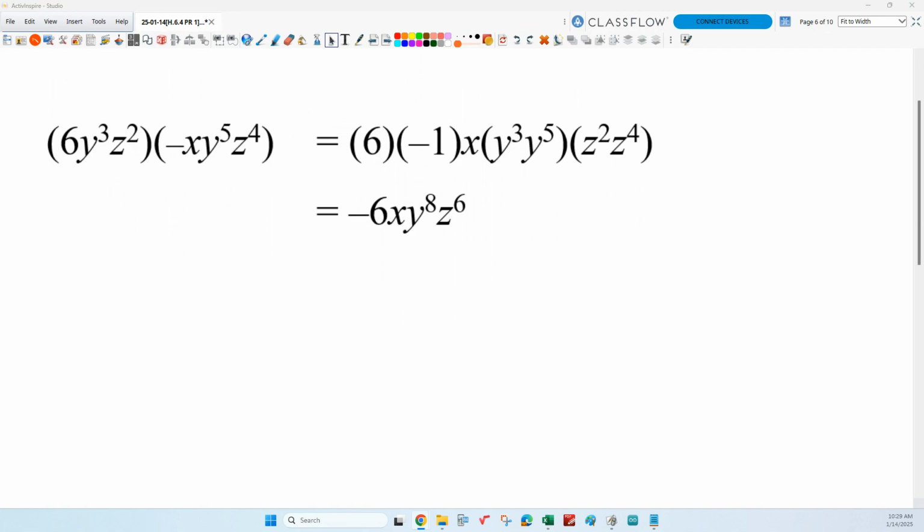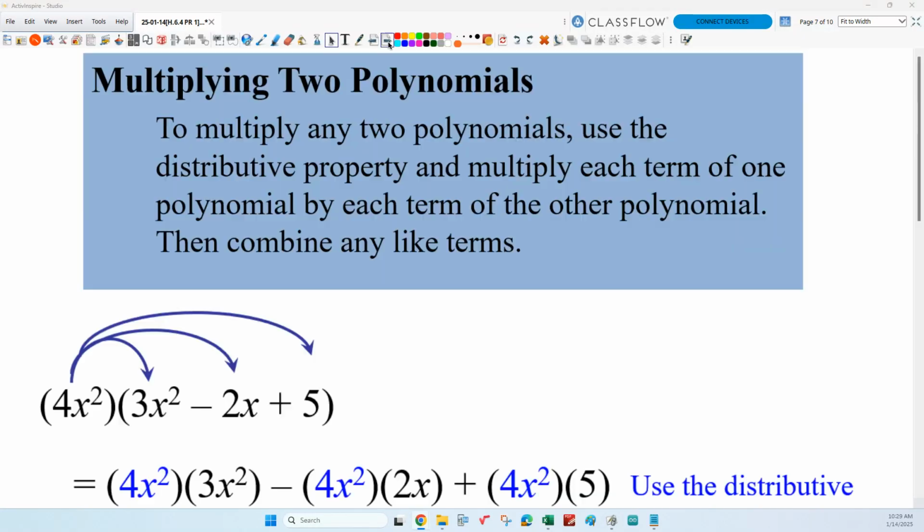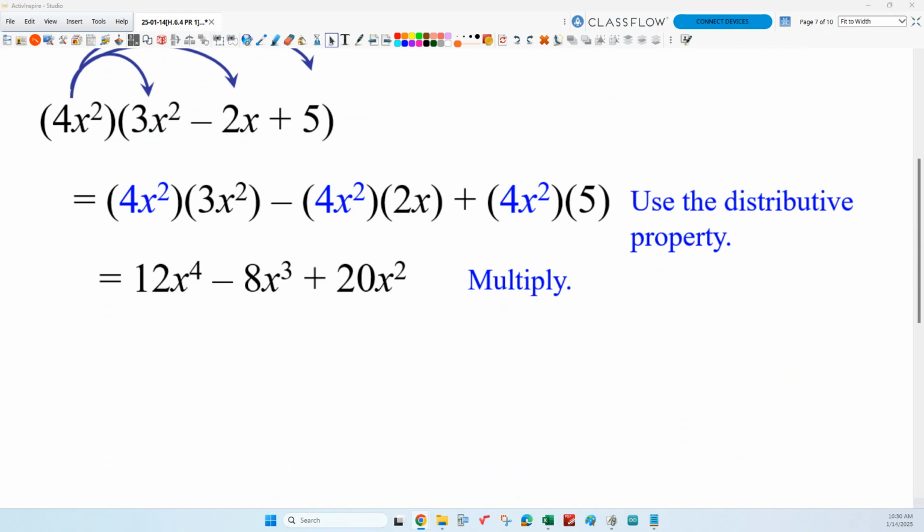Now, when we extend that, we're not just multiplying monomials. What if we're multiplying a monomial times a polynomial? Well, you just distribute, and then for each term, you're going to use that same approach for multiplying each term together, right? We multiply the coefficients to get a number, and then we multiply the variables to get a power of the variable, right? Okay.